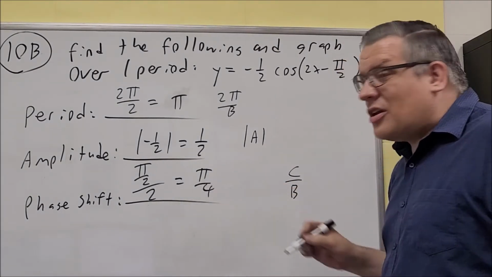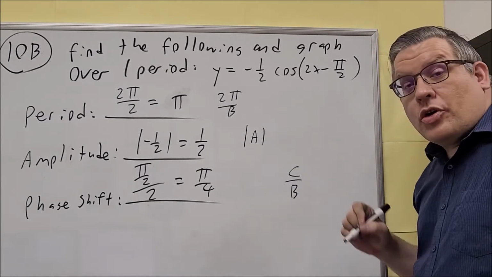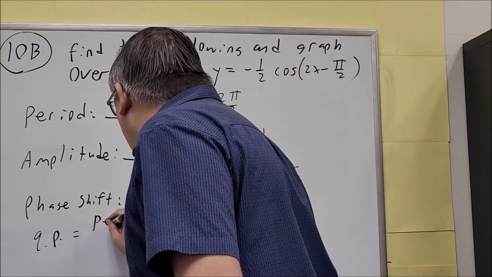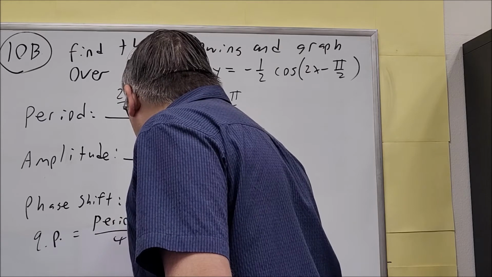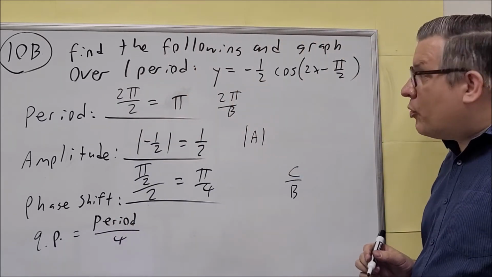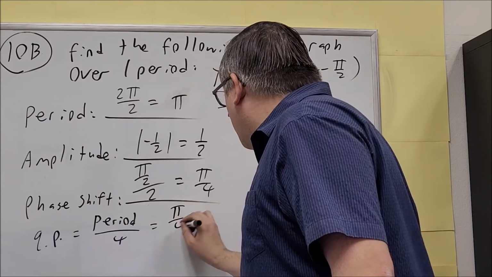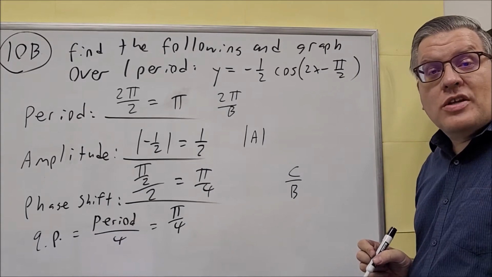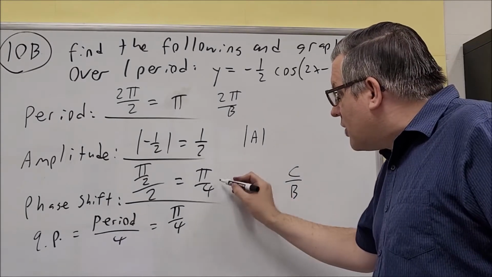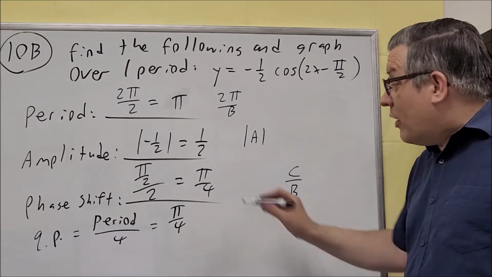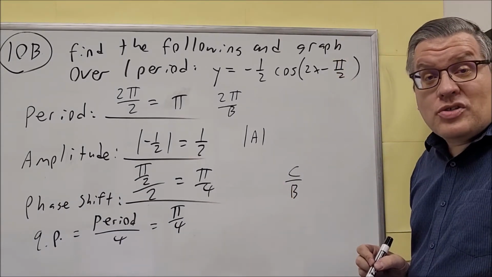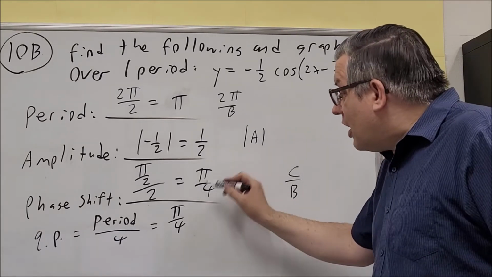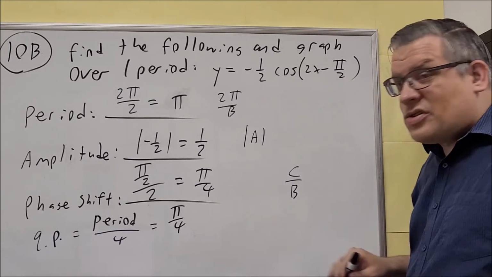So pi over 4 is going to be the first key point that you have. Now the other one that we're going to do is the quarter point. We need the QP, quarter point, and the formula for that is period divided by 4. In this case, it's going to be pi over 4. These two luckily have the same denominator, which makes that easier to add together. If the phase shift and quarter point have different denominators, then I would get a common denominator and make them both the same before you add them, just to make that easier when you find the other key points. But you don't have to in this case. They're both coincidentally the same here.